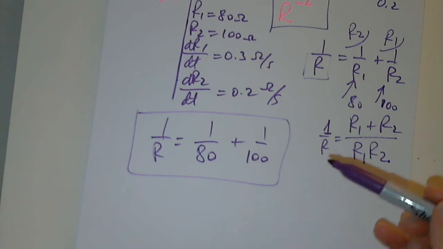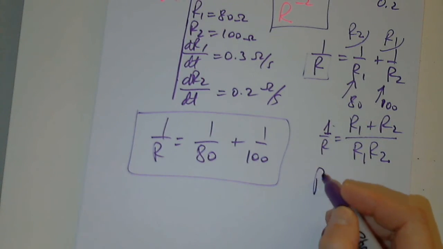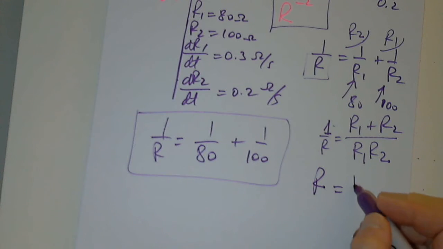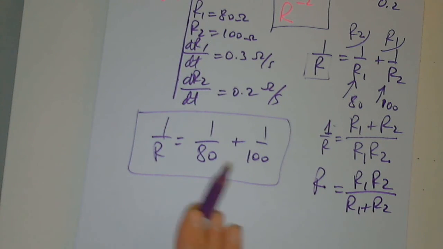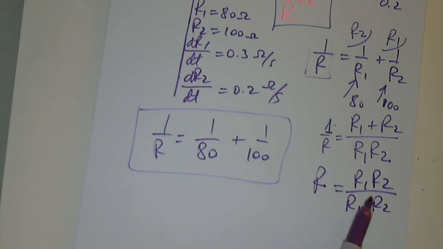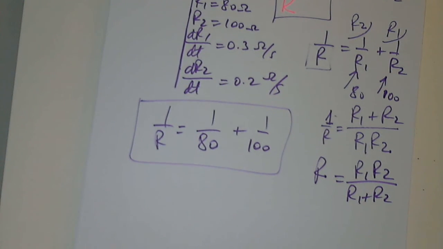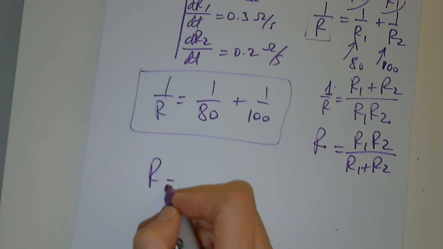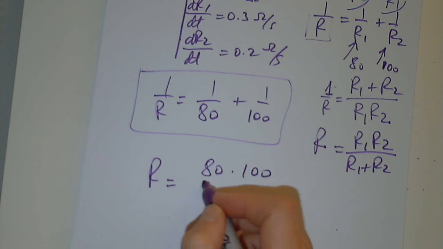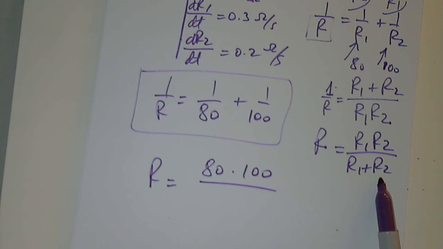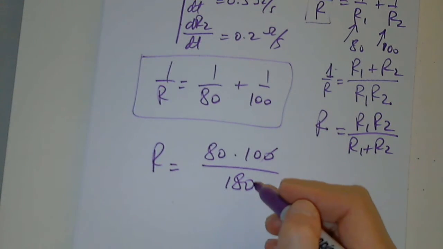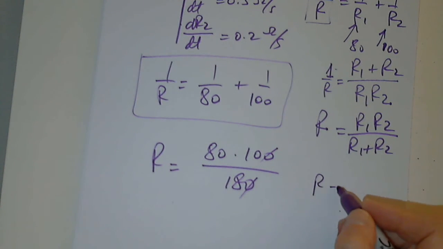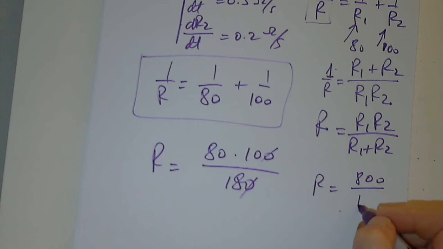I'm going to cross multiply. But since the numerator is 1, I flip the left, I get R. I flip the right, I get R1 R2 over R1 plus R2. And this is easier for plugging in the 80 and the 100 than finding the least common denominator. So R equals 80 times 100 over 80 plus 100. So this is 180. I'll simplify a little bit, and I don't care for the rest. Really, it's not important.